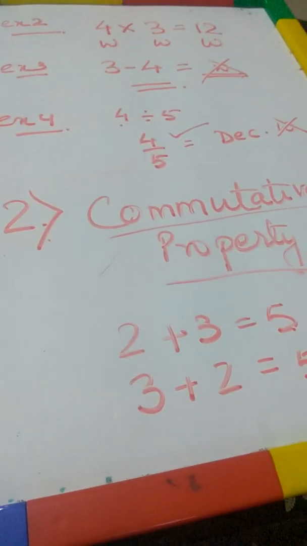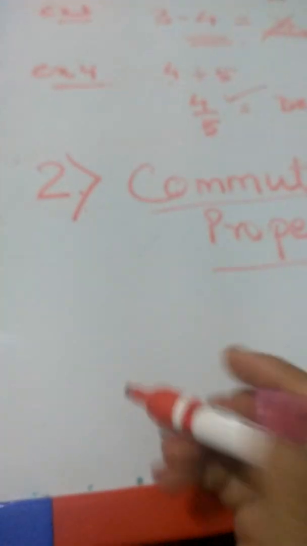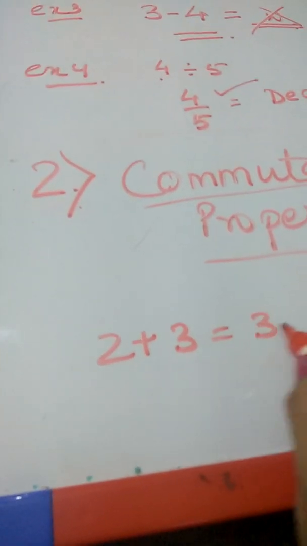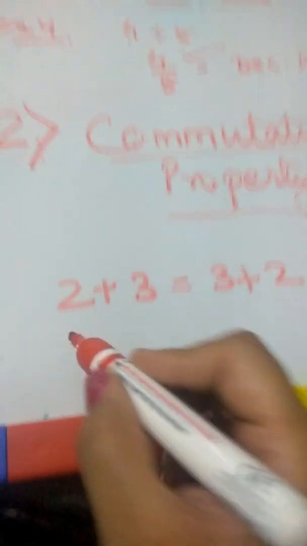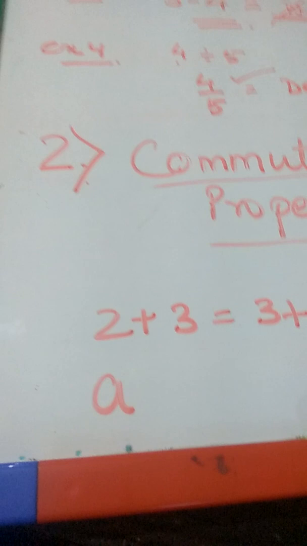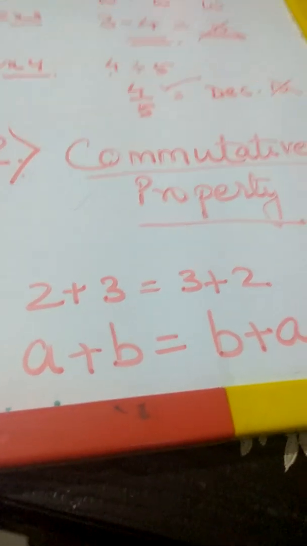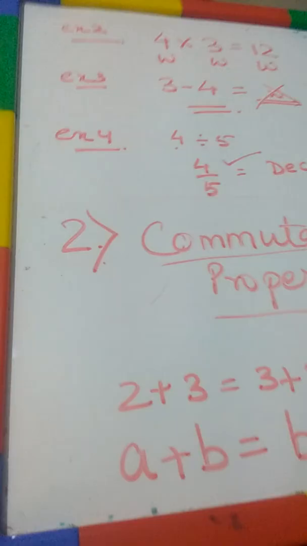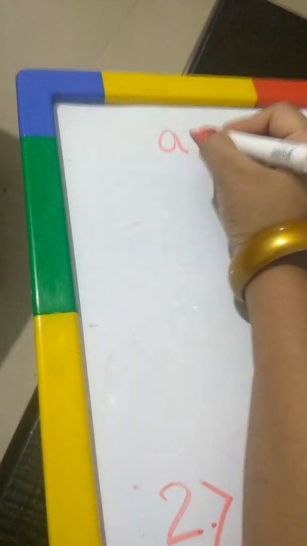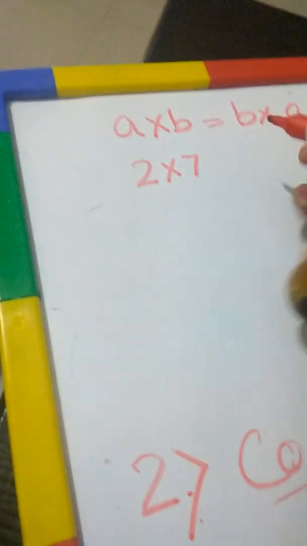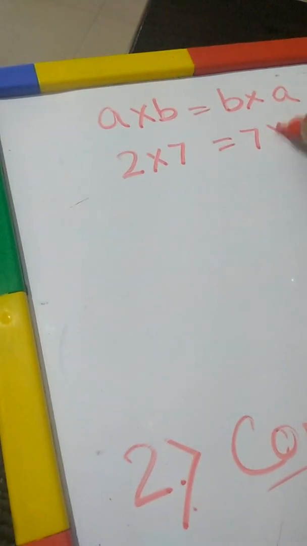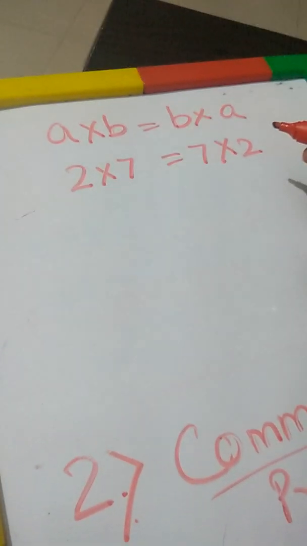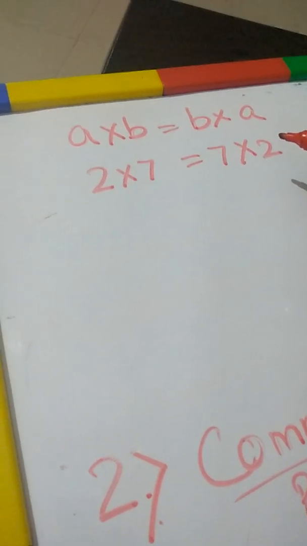So this is written as, in general, I can write it as a plus b is equal to b plus a, and this is called commutative property. Similarly, in multiplication also, if we change the order of the numbers, suppose numbers are 2 and 7, answer is 14, and if I multiply 7 with 2, then also the answer is 14. So operation of multiplication is also commutative.